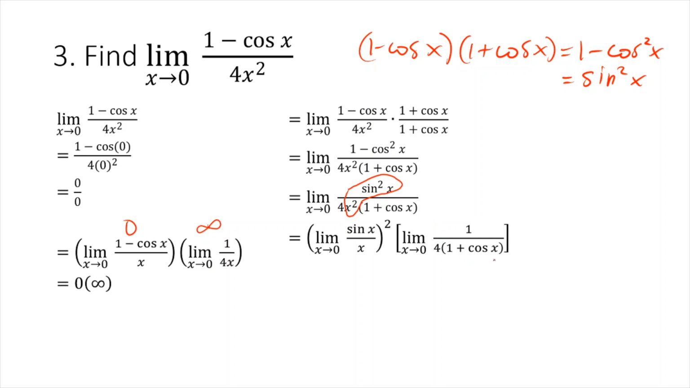Okay, so let's apply the limit. The first factor, we can apply the special limit theorem. So this will be equal to 1, so that's 1 squared. And then for the second factor, we have 1 divided by 4 times the quantity 1 plus cosine of 0, where cosine of 0 is 1. Okay, so this will become 1 over 4 times 1 plus 1. So 4 times 2, that's 8. This is 1 over 8. Therefore, the limit is 1 over 8.